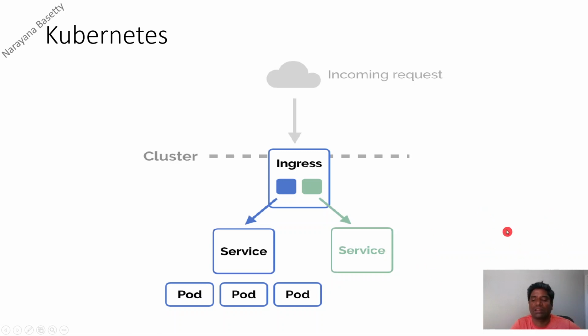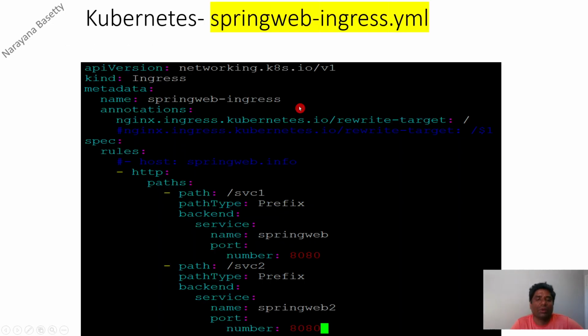Say here bill service and so forth. So based on the prefix, I wanted to forward all of my requests to respective backends. That can be easily achieved through Ingress. So this is how the Ingress configuration file looks.